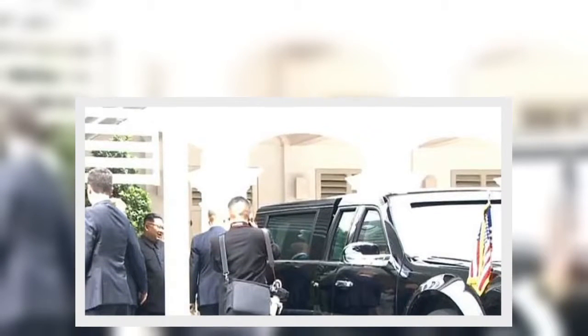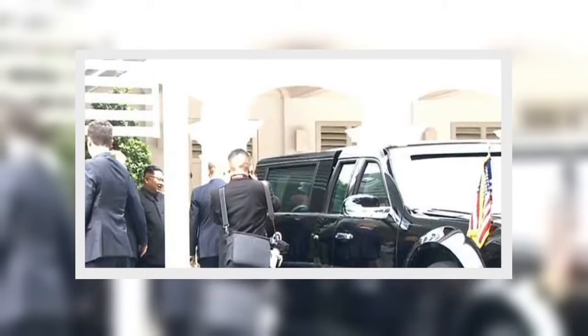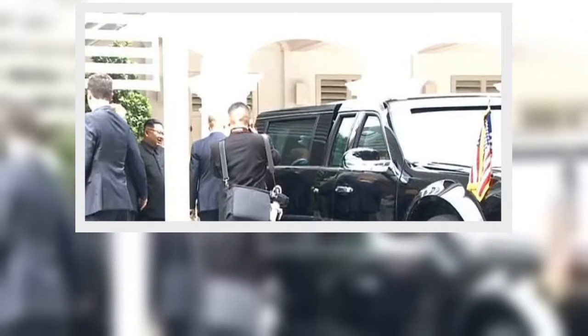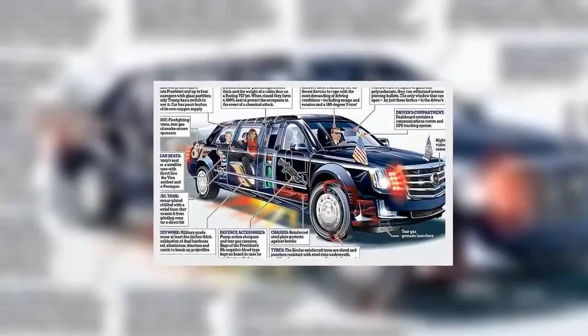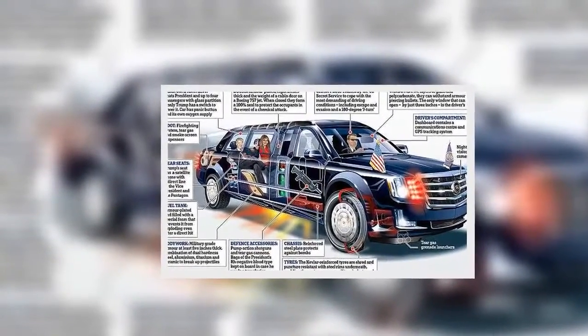The North Korean leader smiled as he was allowed a rare look inside the $1.6 million vehicle, which is designed to survive a military-style or chemical warfare attack. The car travels everywhere with the U.S. president and flies in the belly of his plane when he's abroad. The move appeared to top off what was seemingly a successful afternoon of talks.